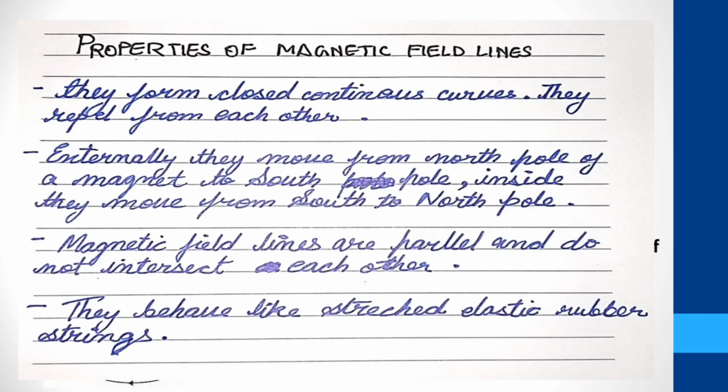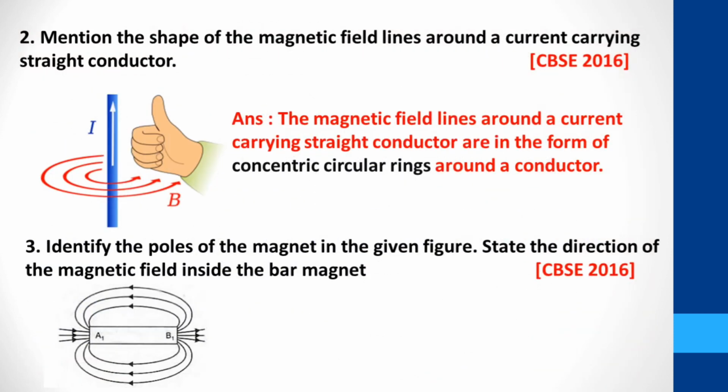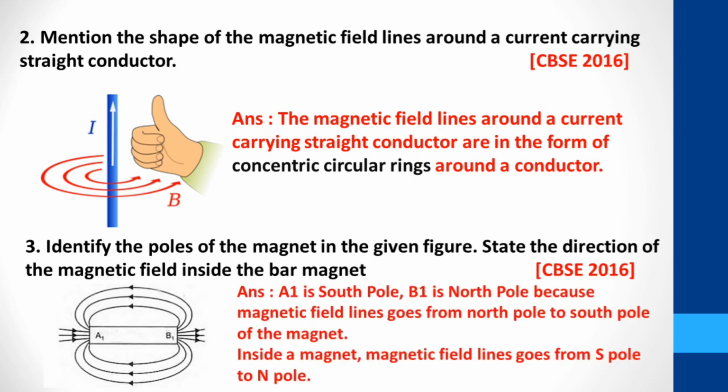So now let's come back to the question. In the question, you can see that outside the magnet, the magnetic field lines are moving from B1 to A1. That means B1 is the north pole and A1 is the south pole of the magnet. And the direction of the magnetic field inside the bar magnet is from the south pole to the north pole.